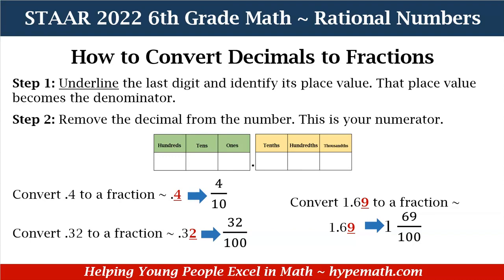9 is the last digit, so we're going to underline 9, and that is in the hundredths place, so 100 is my denominator, and 69 will be my numerator. So 1 and 69 hundredths.